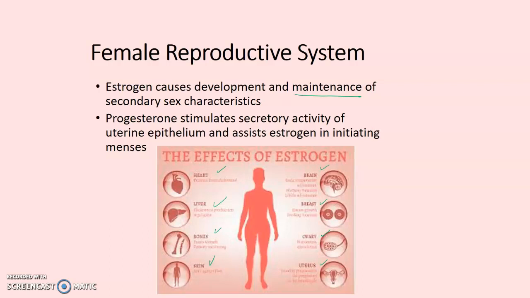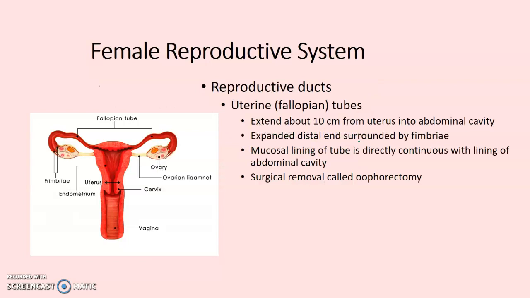Progesterone itself stimulates other activities, especially activities of the uterine lining or epithelium. The lining of the uterus is an epithelium. Well, I know a lot of you probably have just talked about it as uterine lining. And it also helps estrogen in initiating or starting menses or a period.